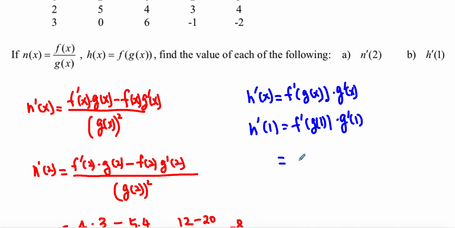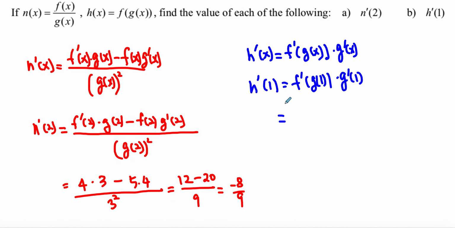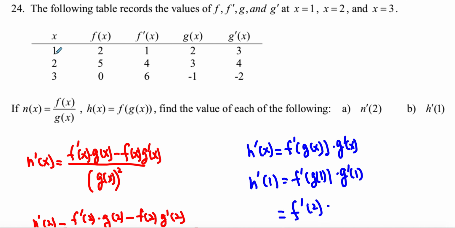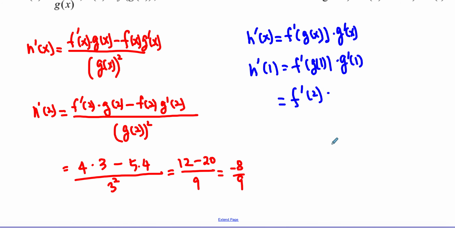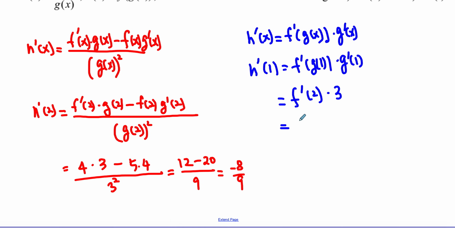Now let's try to figure out each value. g of 1, at x equals 1, is equal to 2 here. So we get f prime of 2. Times what is g prime of 1? That was equal to 3. Multiply that by 3. But what is f prime of 2? f prime when x equals 2 is equal to 4 here. So we get 4 times 3, which is equal to 12. That becomes our final answer for h prime of 1.